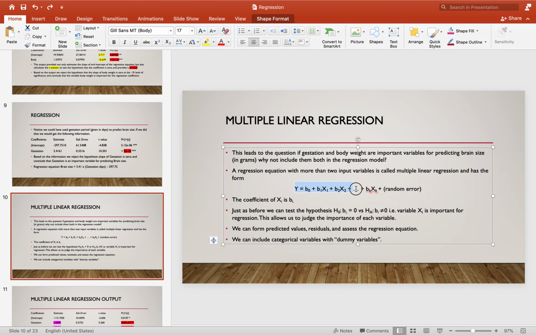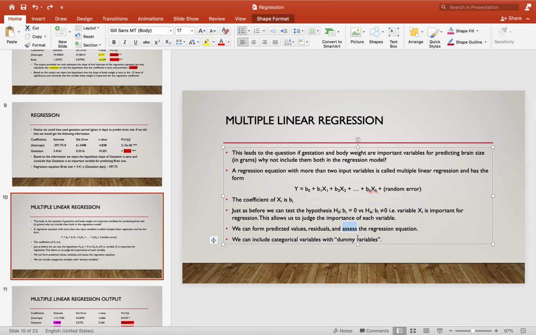This equation right here is an equation of multiple linear regression. And here there are k variables. Here we're just going to have 2. Just like before, we can test hypotheses that individual coefficients in multiple linear regression are 0, and we can calculate predictive values, residuals, and assess the regression equations.